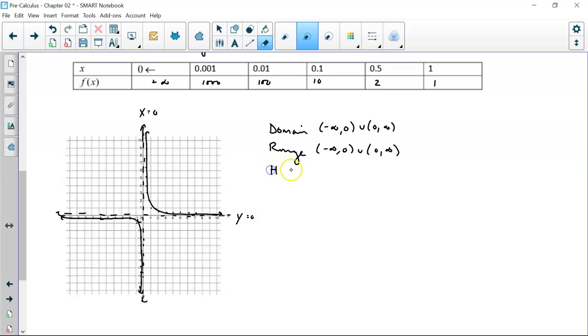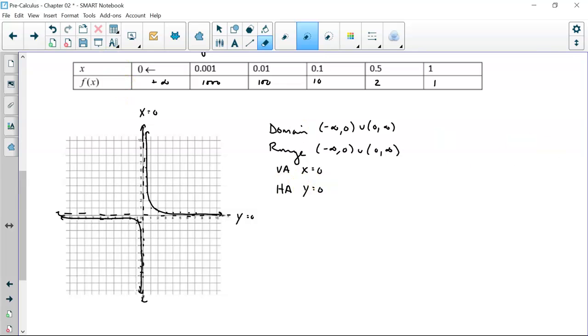Our horizontal asymptote, HA for short, is y equals 0. And our vertical asymptote, VA for short, is x equals 0. That's a basic rational function. And we call that graph, in this case, a hyperbola. Let's go to the next page and see some more.